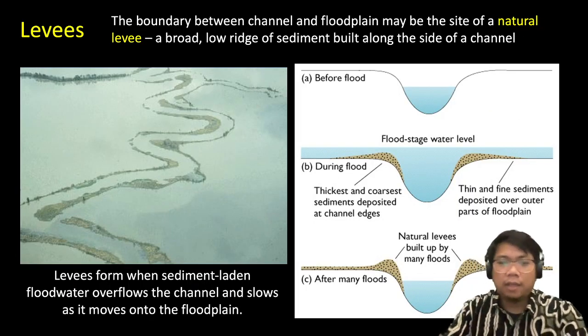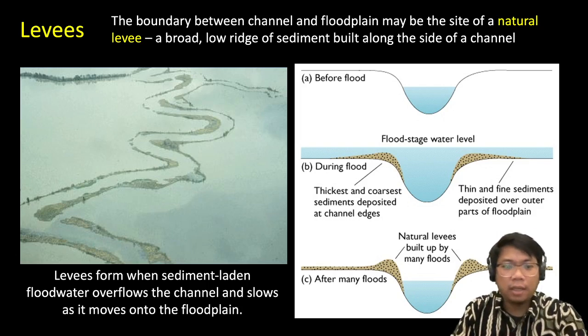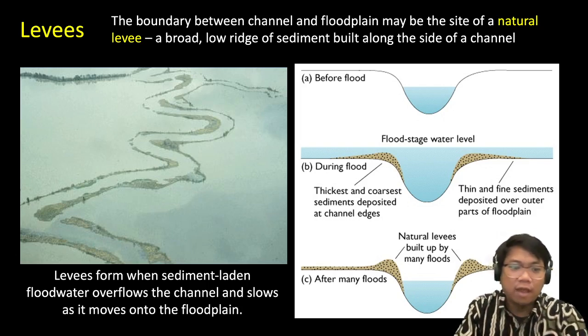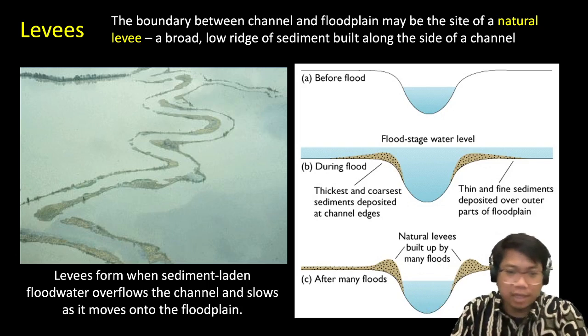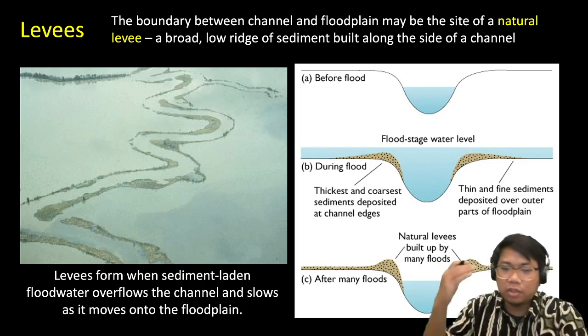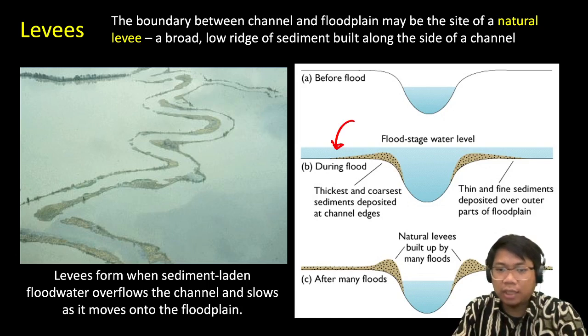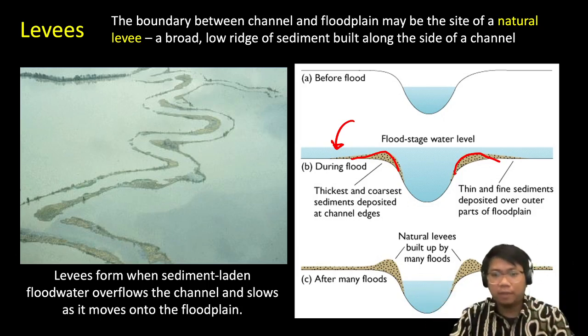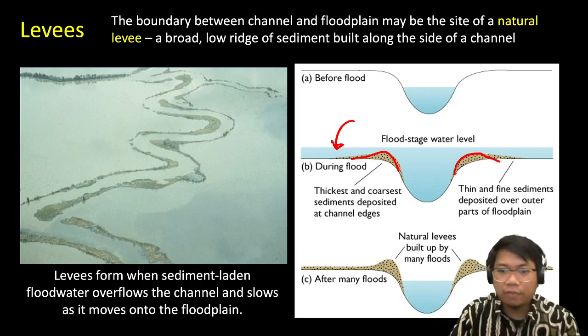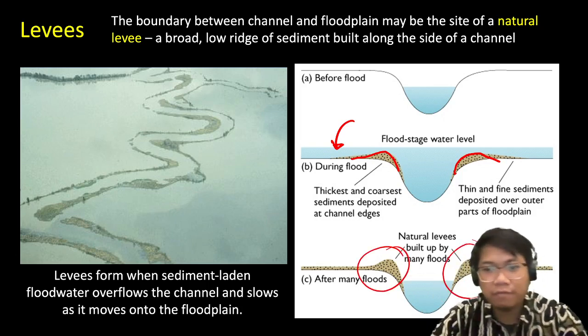So levees occur because of floods. Levees form when sediment-laden water overflows the channel and slows as it moves onto the flat plains. Because of the slow-moving water on the flat plains, it allows the deposition of sediments right on the shoulder of that main channel. That's how natural levees form through several episodes of floods.